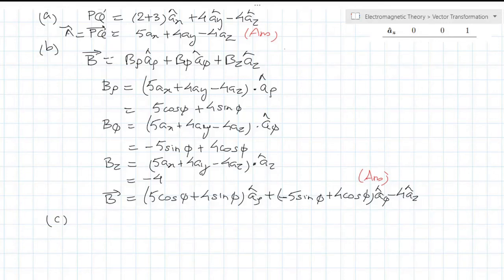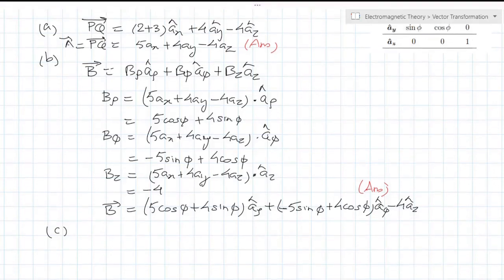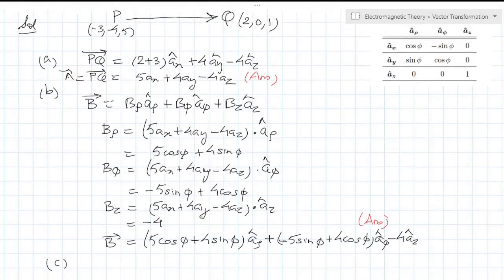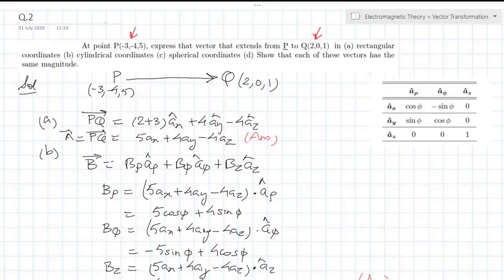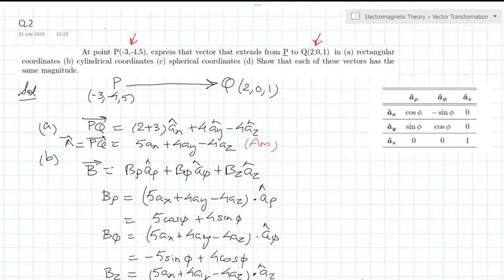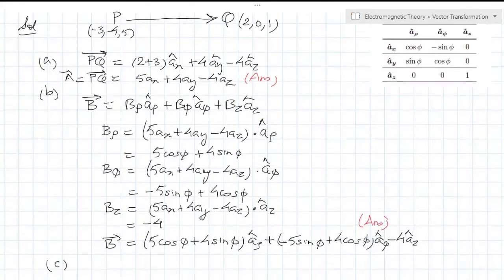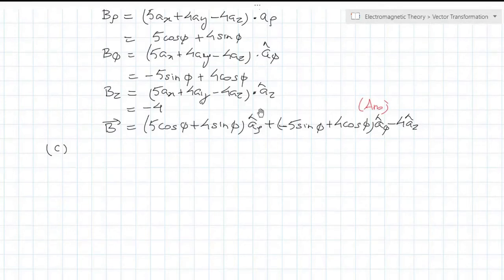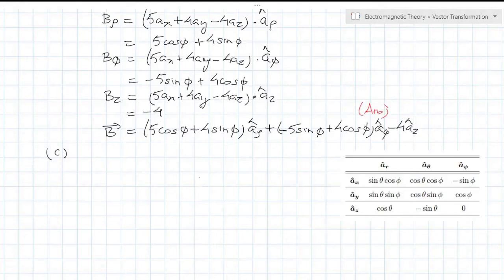And let us look at the C part again. The C part says that we have to convert the vector which is 5ax plus 4ay minus 4az into spherical coordinates. So let me put the formula for spherical coordinates, and then we'll start solving the question. The table that we need here, let me put it. So I've now pasted the table that we need for part C.